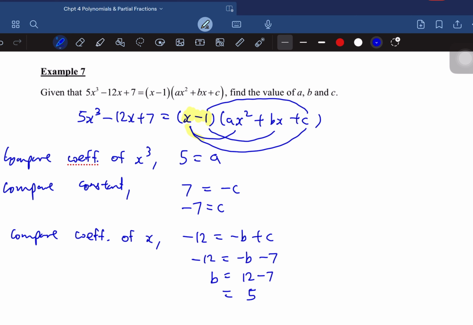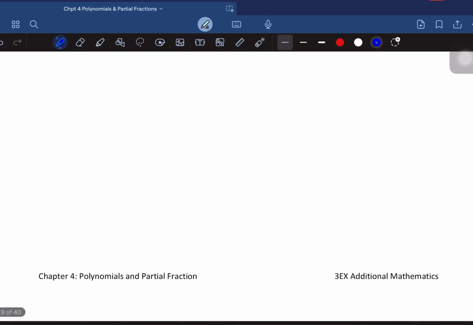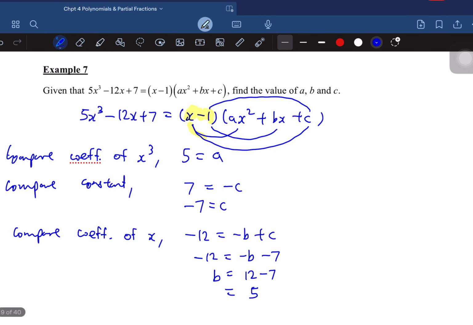Okay, so that's how we master using whichever method. So the ideal case, if you want shorter working, will be combining both sub number and compare coefficient.